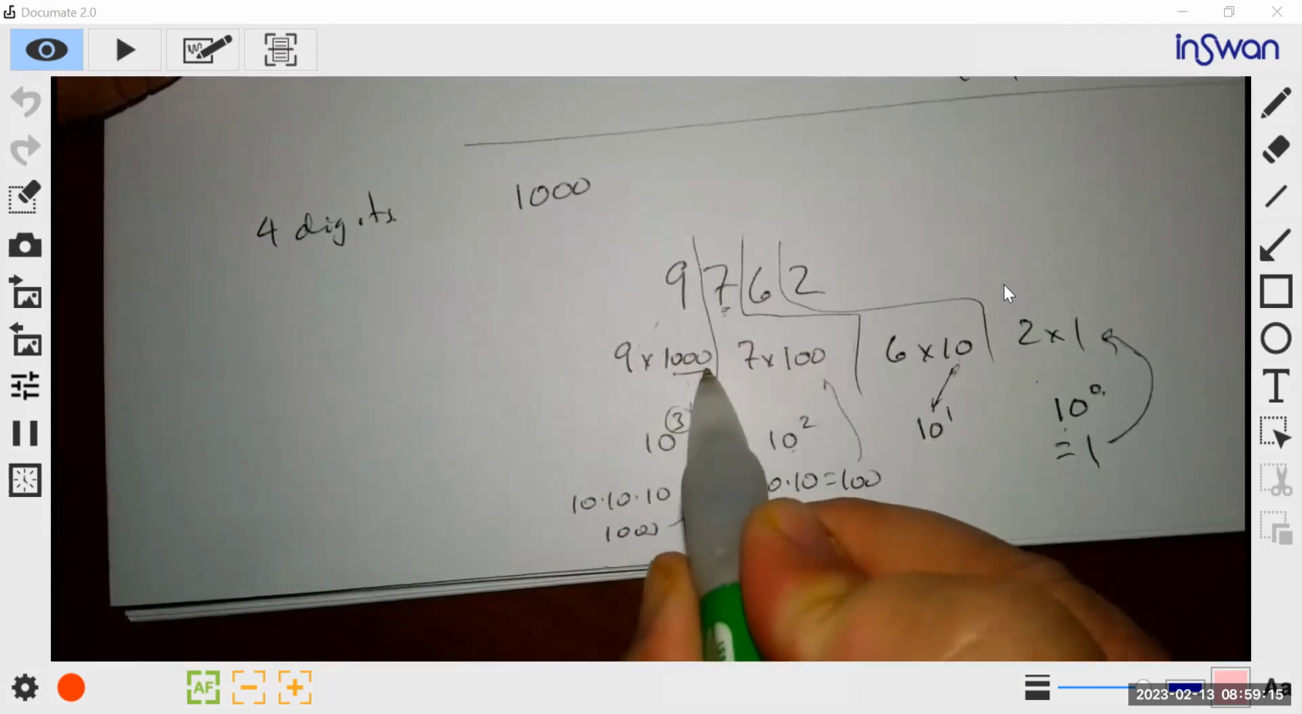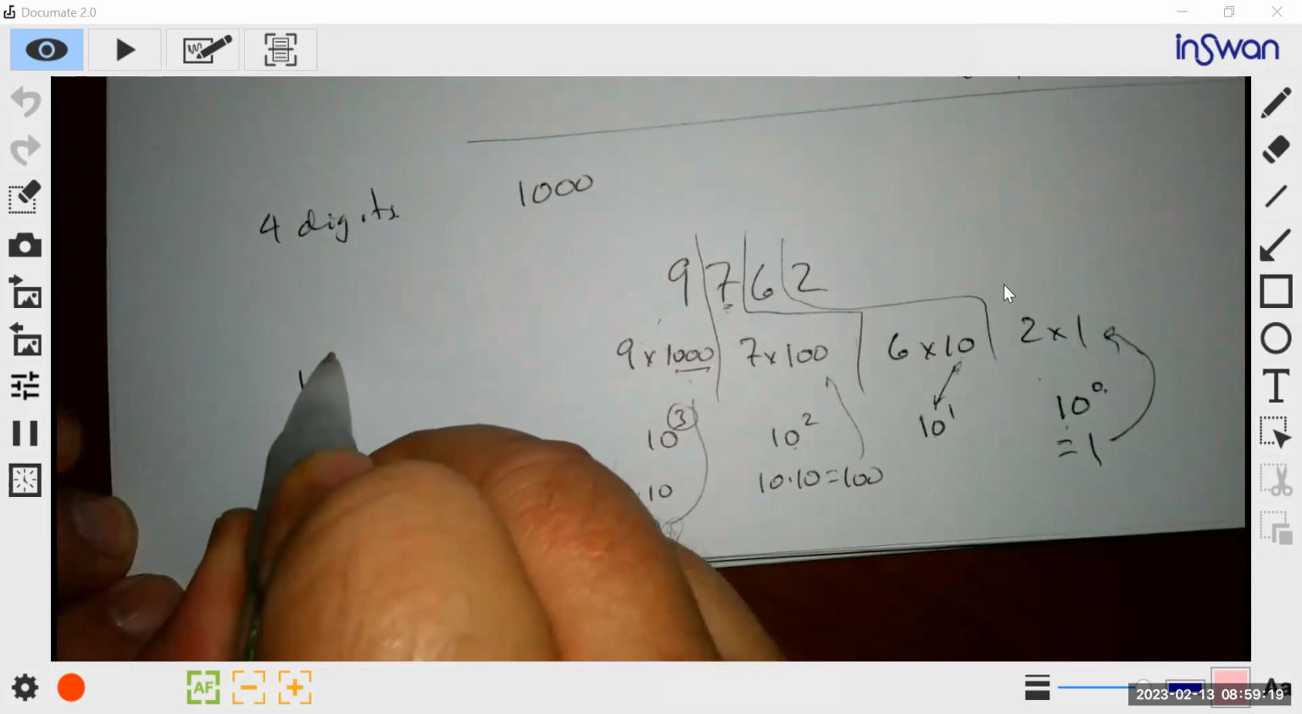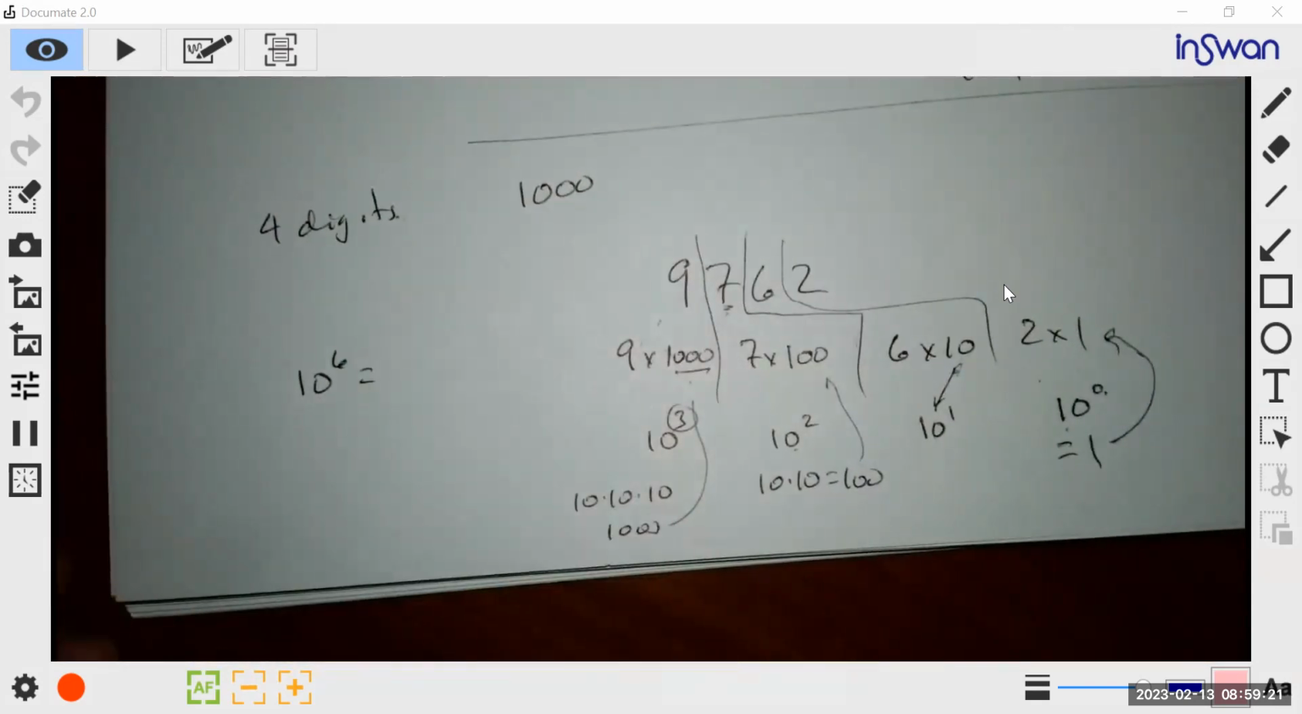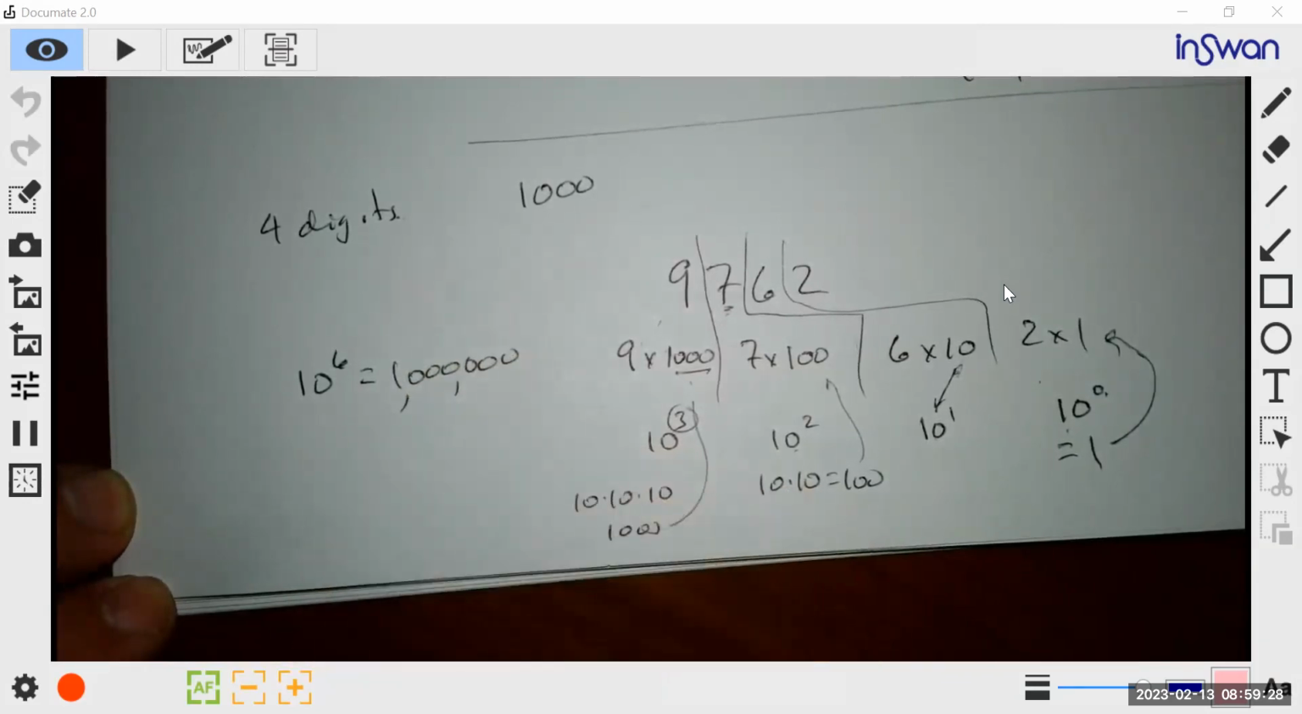The exponent tells us how many zeros are back there. So if I had 10 to the 6th, how many zeros do I have? 6. It's a million.